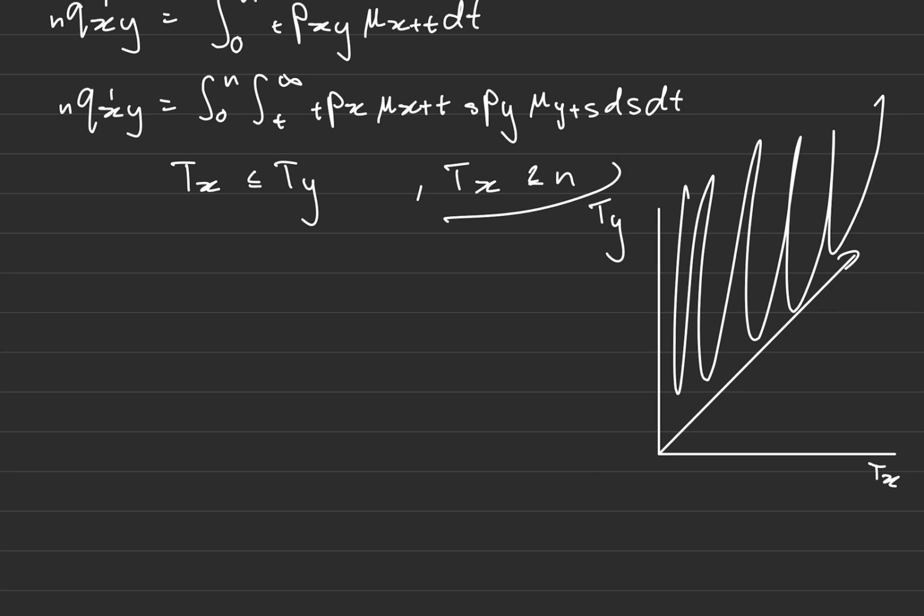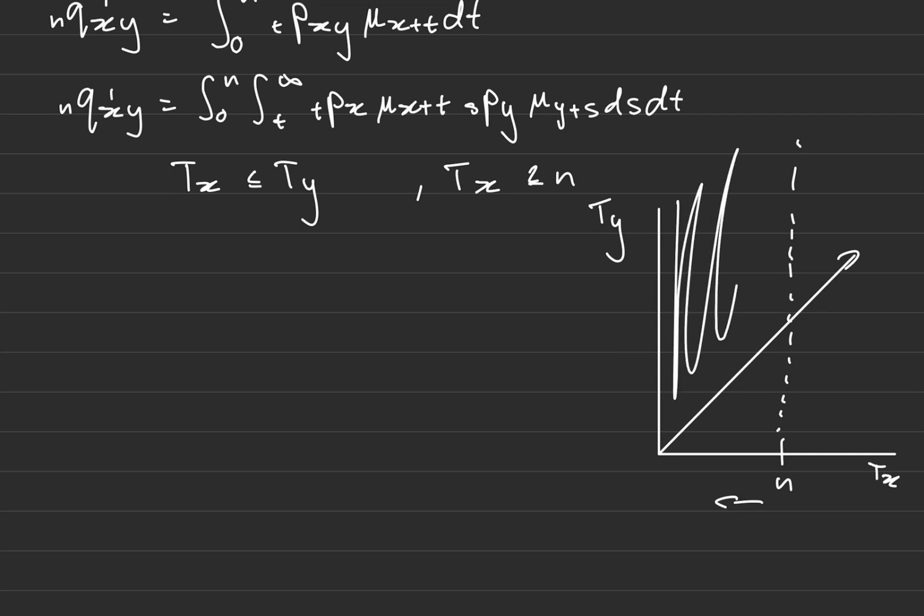But simultaneously, I must have Tx being less than or equal to n. So if here is time point n, then that goes all the way up here. I need Tx to be on that side, and so I only deal with that area. Simple enough. Now, this defines my bounds for this double integral. I'm going to use the placeholder variable t for Tx, and for Ty, I'm going to use s. So this here is the s equals t line.